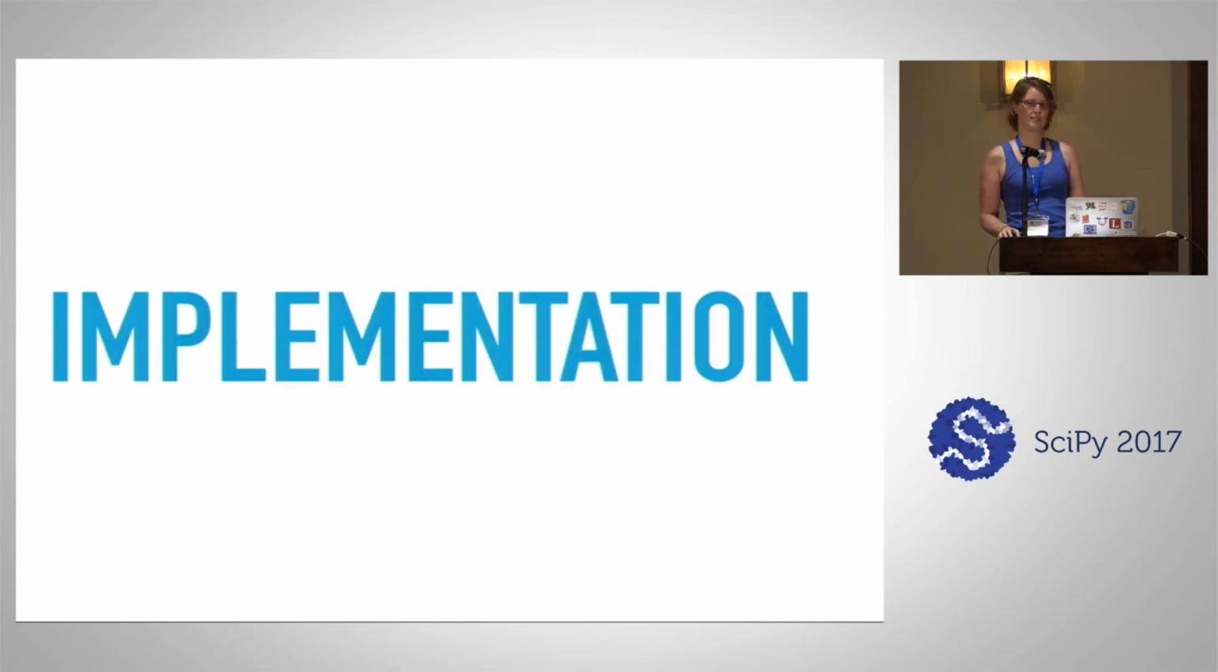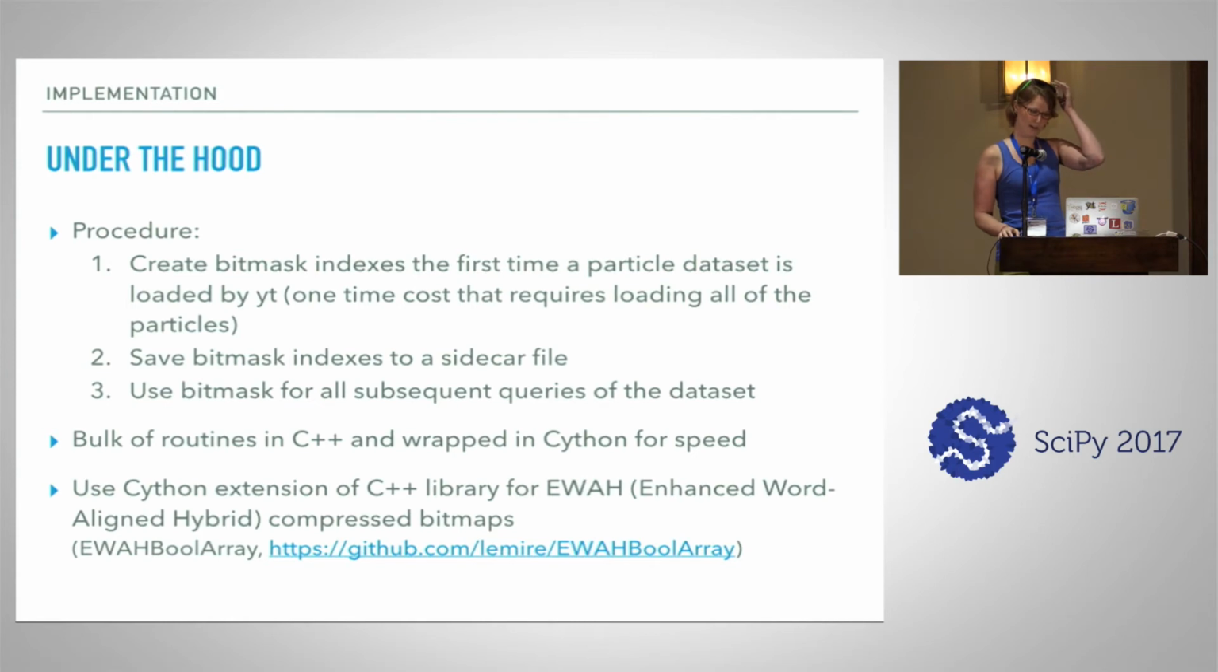So as far as implementation goes, I won't dive too deep, but a few notes. The basic procedure that we are following is we create the bitmap indices the first time a particle data set is loaded into memory. And we only have to do this once, so it's a one-time cost. And then we save those bitmaps to a sidecar file, which is also hashed so that if the data get updated, it gets updated as well. And anytime that data set is loaded in the future, you'll load that bitmask into memory first, so then you can do the necessary bitwise AND operations and avoid loading data that you don't actually need.